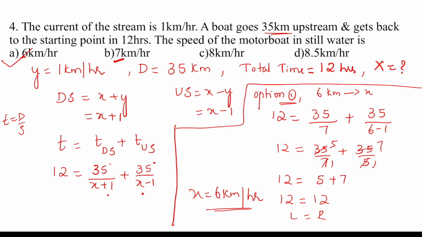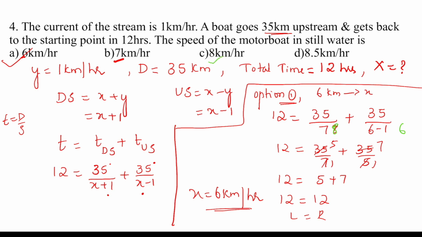Plus 35 divided by 6. Okay, if it was the second option, it would be 35 divided by 8, isn't it? And it would be 7 minus 1, 6. So 35 by 8 and 35 by 6 is not easily solvable, isn't it? It will not give us good decimal points also. So this would be discarded.